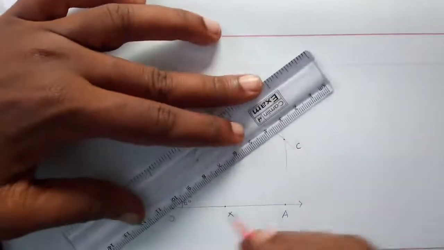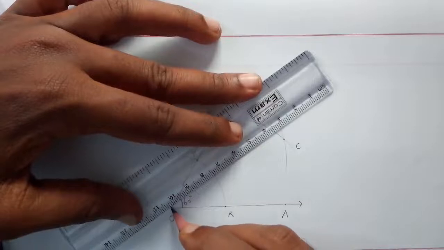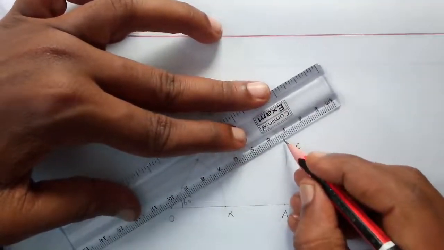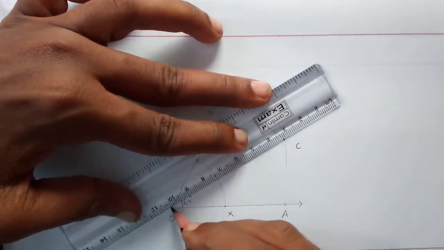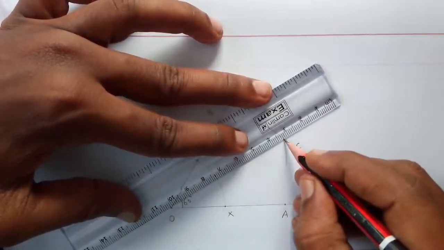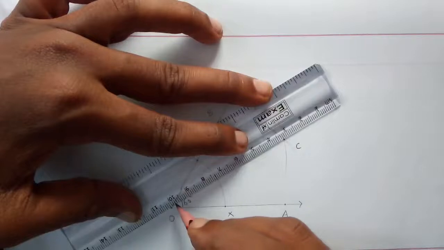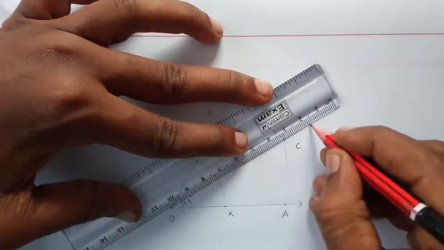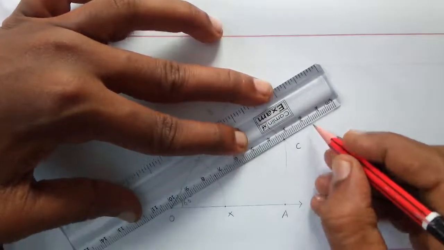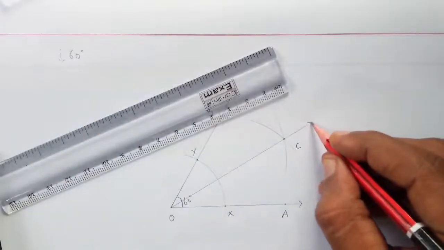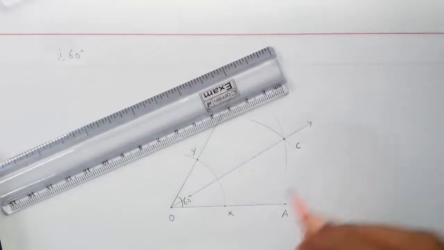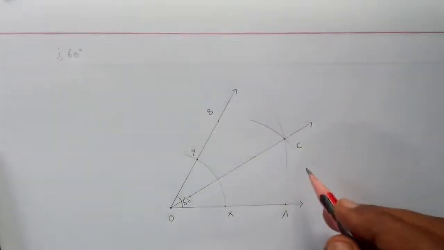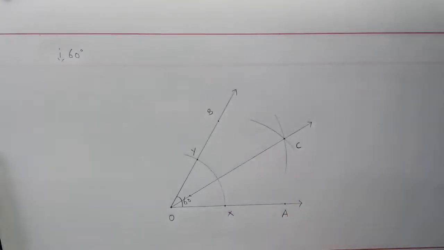So take a ruler, place it on O, then we have to see whether it is passing through the middle. One or two times you have to check, then draw a ray. Stop after the point, then extend. So this OC is the angular bisector of angle AOB.